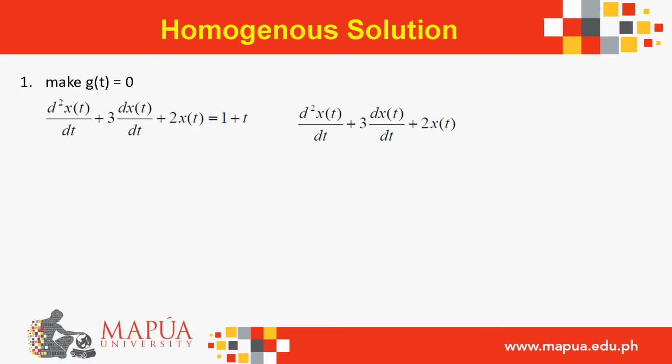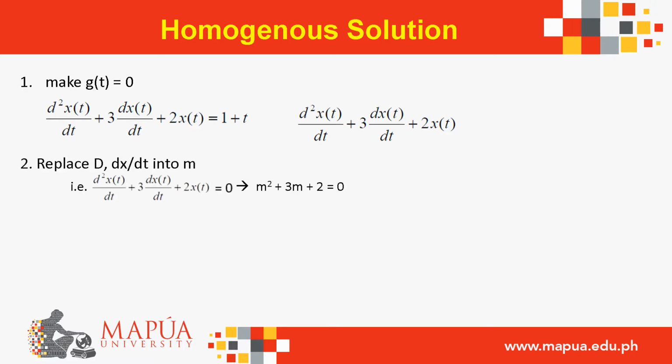First step is to make g(t) equal to 0. Given an equation, x'' + 3x' + 2x = 1 + t. Replace all the d/dx functions or the derivatives with the variable m, making it m^2 + 3m + 2 = 0. Solve for the values of m by taking the roots of the quadratic equation made by the replacement of the d/dx functions with m.